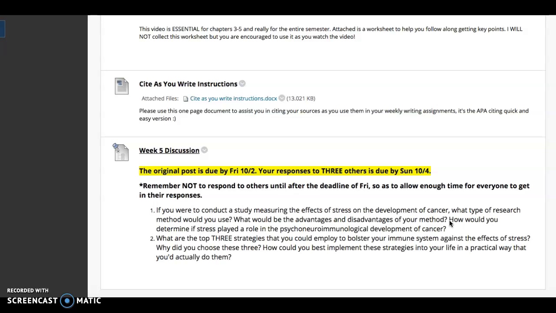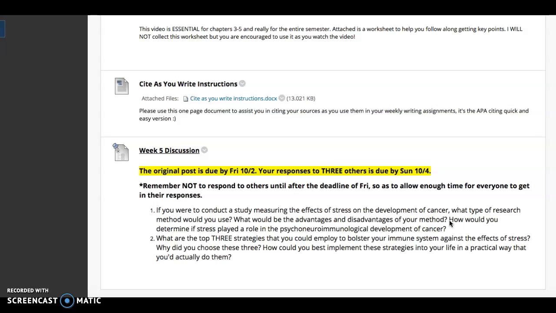Okay, so this is talked about towards the beginning of the chapter. You can go back through and take a look at that. But I'm expecting a little bit of ingenuity here. Yes, you're going to be integrating the chapter, but you're picking a method you think would be good and why.